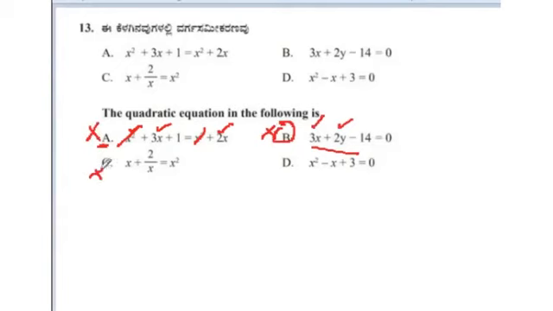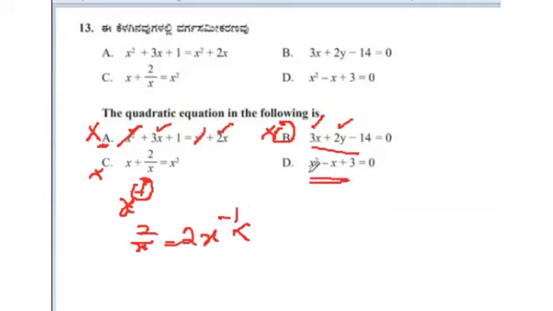Option C is also not a quadratic equation because one of the conditions of a quadratic equation is that the degree of x should not be negative, whereas 2 by x can be written as 2x to the power of minus 1. It is not a quadratic equation. So the correct option among these four is D, because the highest degree is 2 and it is in the standard form ax square plus bx plus c is equal to 0.